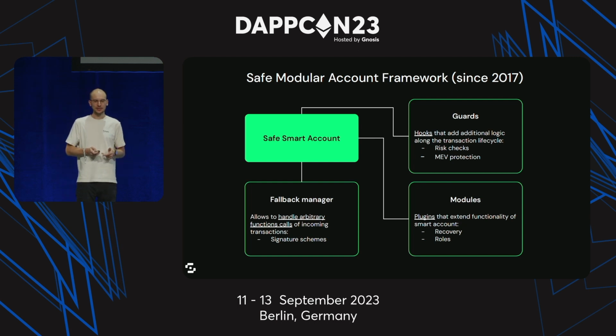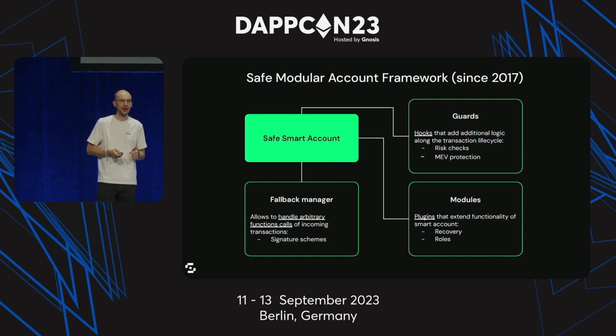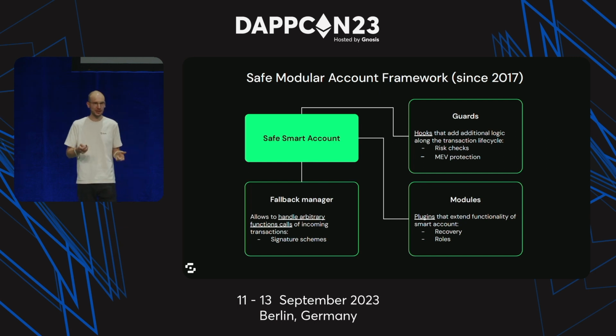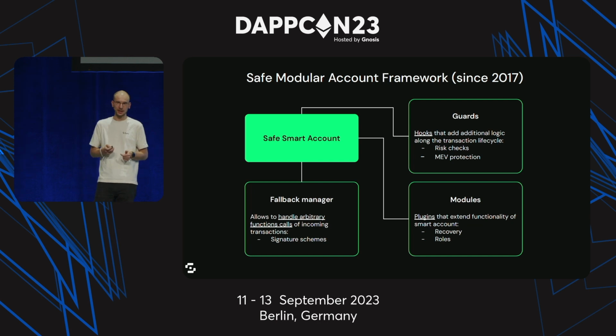And last but not least, there is a thing called fallback manager, which allows to handle arbitrary function calls inside a Safe. That one is required for some signature schemes and to validate if a Safe actually has been authorizing a specific action.